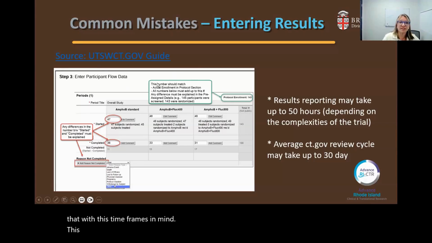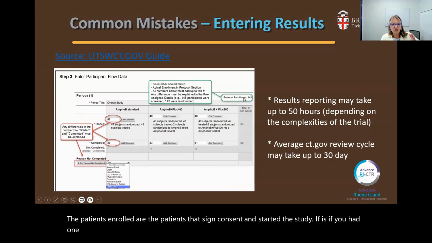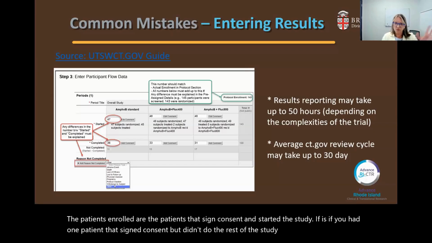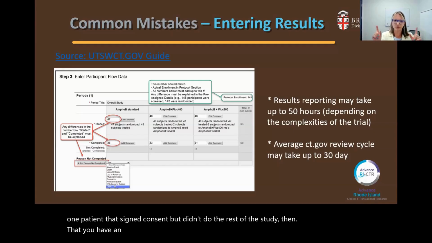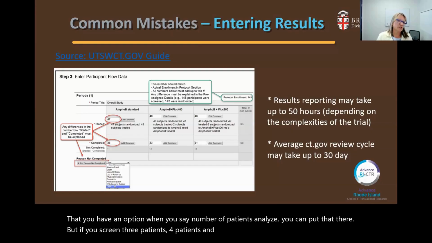This is with the participant flow, I mentioned that before. The patients enrolled are the patients that signed consent and started the study. If you have one patient that signed consent but didn't do the rest of the study, then you have an option where you say number of patients analyzed, you can put that there. But if you screened 3 patients, 4 patients, and they screen failed, so they were not enrolled.